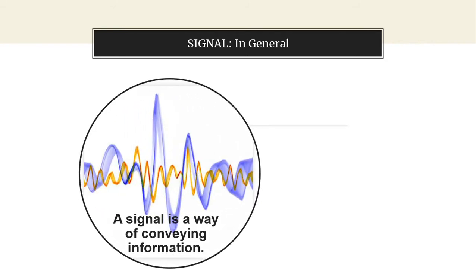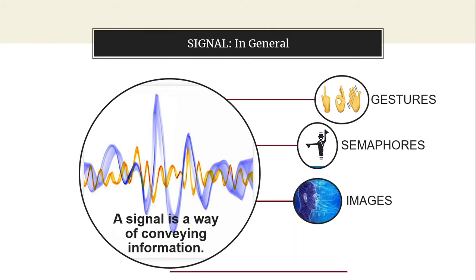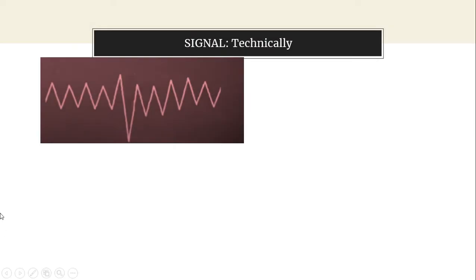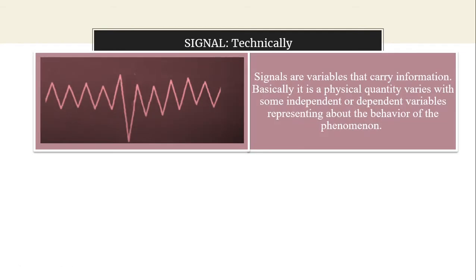It may have any shape in which form we are transforming the signals. It may be gestures, semaphores, images, sound or speech signals. So in general, whatever information we convey through any mode is a signal. But technically, signals are more than that, which technically is defined as: signals are variables that carry information.